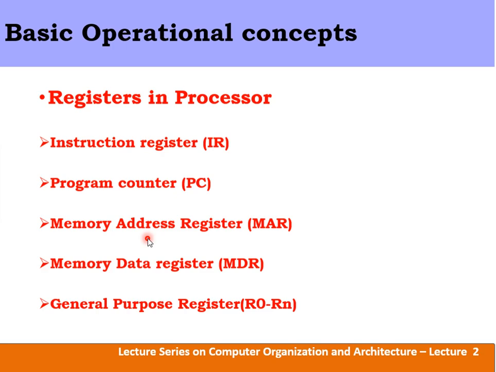Don't get confused between the program counter and the memory address register. Ultimately both are going to hold an address for fetching an instruction, but at any given point of time, the memory address register is going to hold the address of the current instruction that needs to be fetched, whereas the program counter is going to hold the address of the next instruction. So the program counter always points to the next instruction, whereas the memory address register holds the current instruction's address to be fetched from the memory.